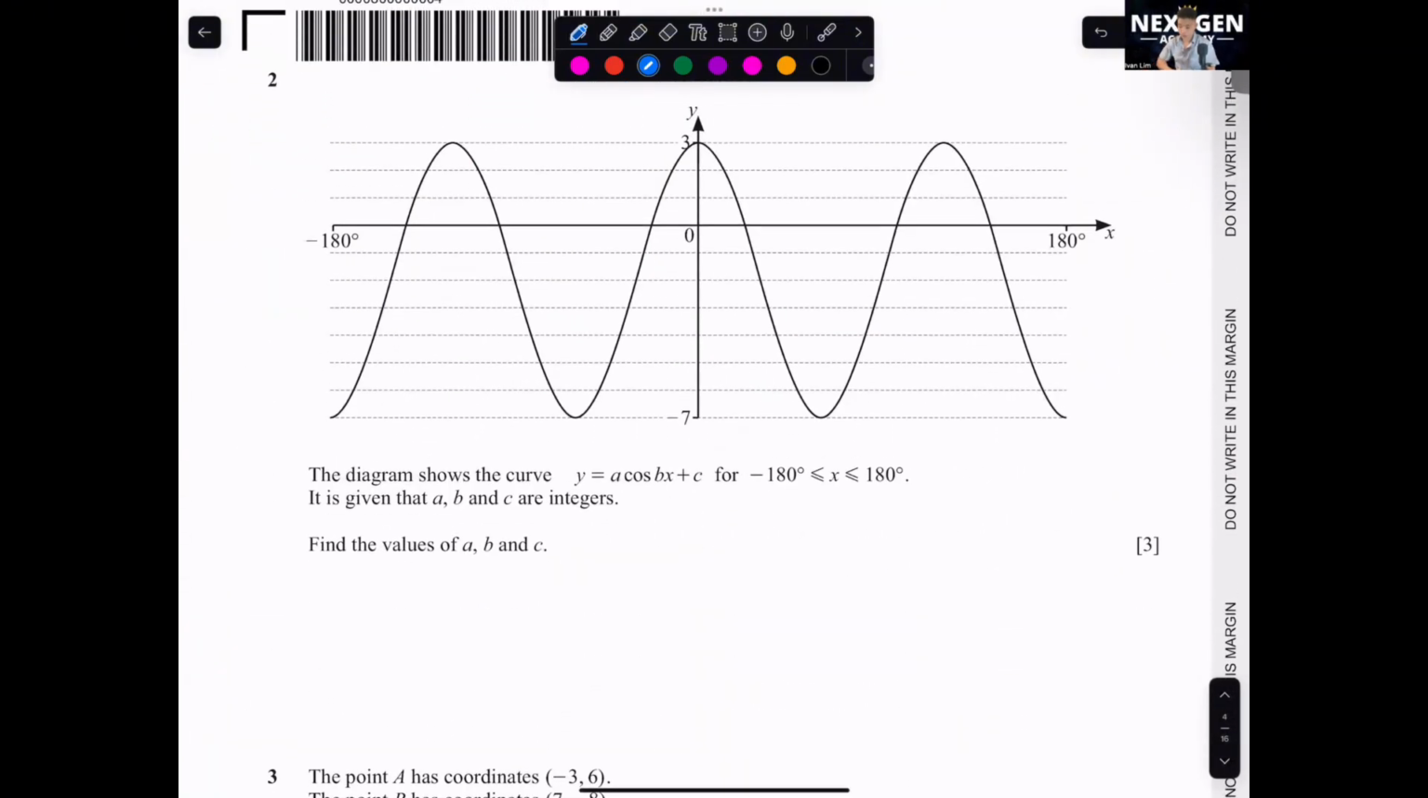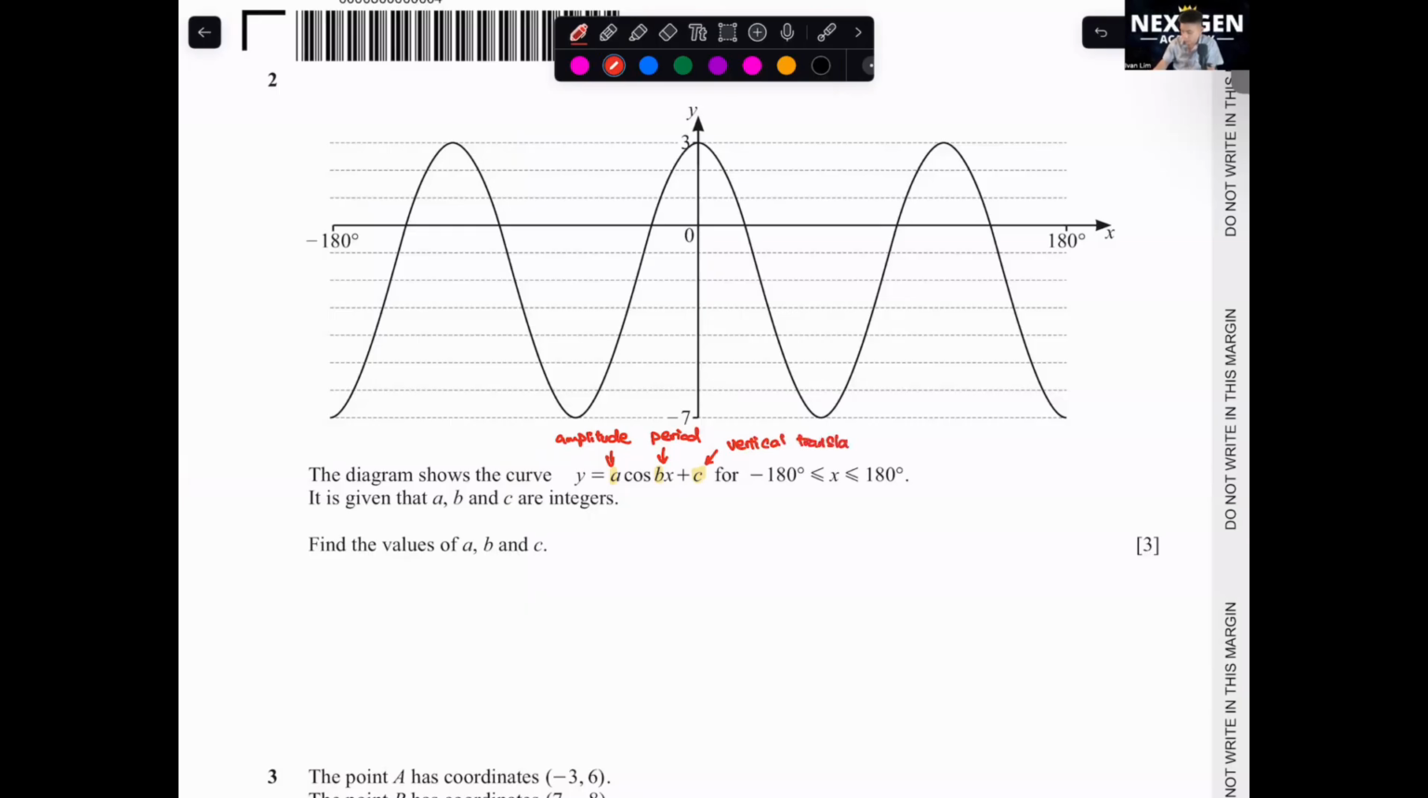Okay, number 2. The diagram shows the curve y equals a cos bx plus c for negative 180 to 180 degrees. It is given that a, b, and c are integers. Find the value of a, b, and c. Okay, so we first have to understand what is a, b, and c. A is amplitude. Amplitude means from the middle to the highest or the lowest point. B means period. Period also can mean in 360 degrees, how many cycles are there? Okay, how many cycles of the cos graph are there? Then c is the vertical translation, whether shift up or shift down.